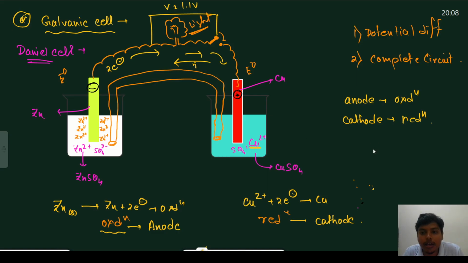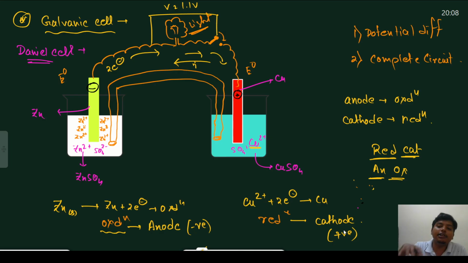Remember, I'm giving you a mnemonic: red cat, an ox. Reduction happens at the cathode and oxidation at the anode. Charge doesn't matter. We'll learn about the electrolytic cell later on; their charges will be different. Here, the anode is negative and the cathode is positive, but in an electrolytic cell it will be reversed. But this concept will be the same: anode means oxidation, cathode means reduction. Clear or not? Tell.